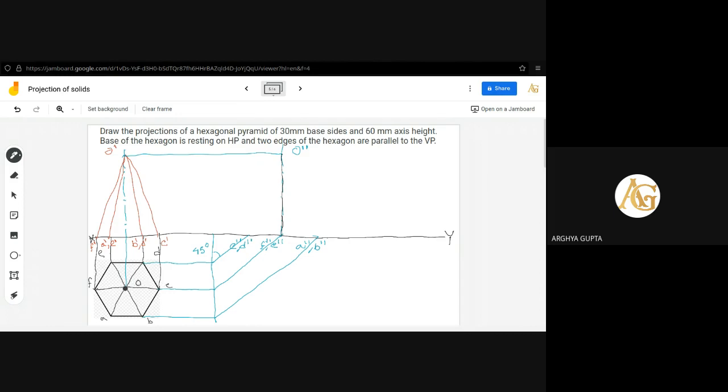So the axis will have to be shown by a chain line, OC by a hidden or dotted line, and OF by a continuous line. But on a single line, you cannot show all three of them, so you have to show only one. So we will show only the continuous line. Next, we have to join this edge, and this edge. So this is the complete projection of the hexagonal pyramid. The complete projection of the pyramid has been drawn here. This is our first problem we have done.